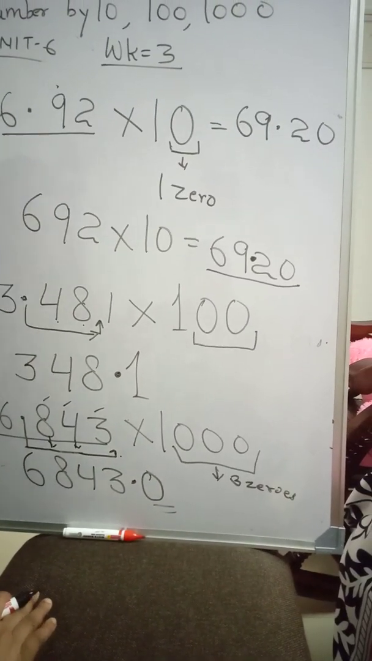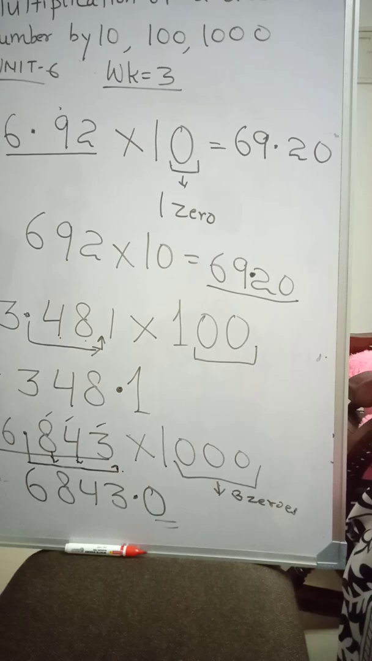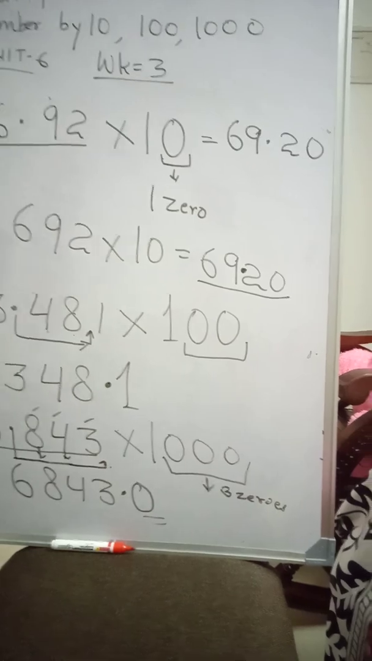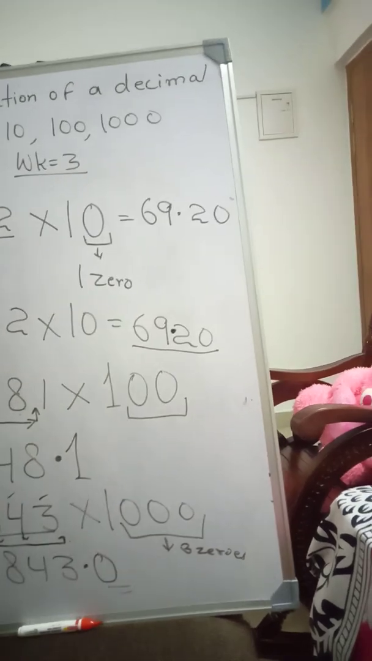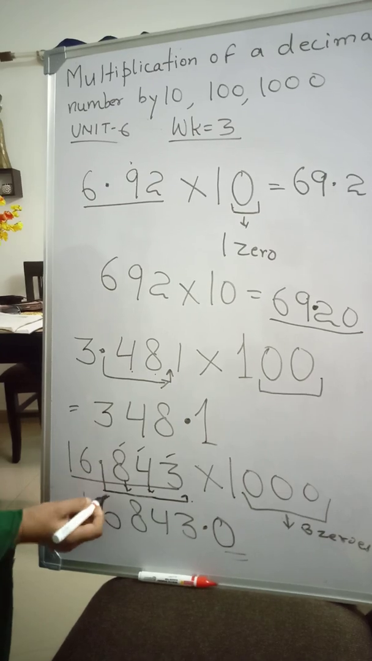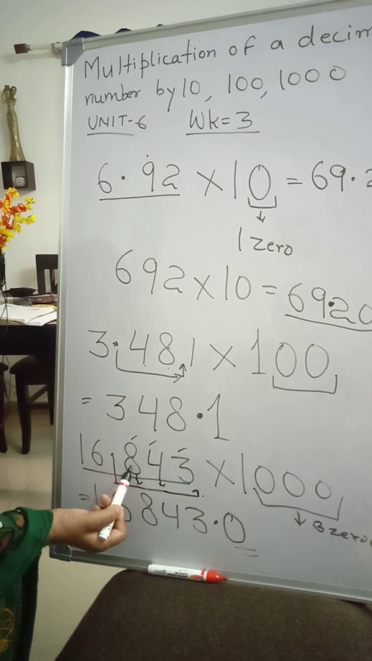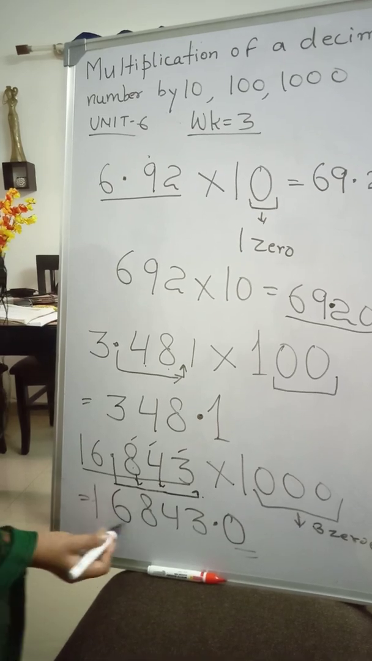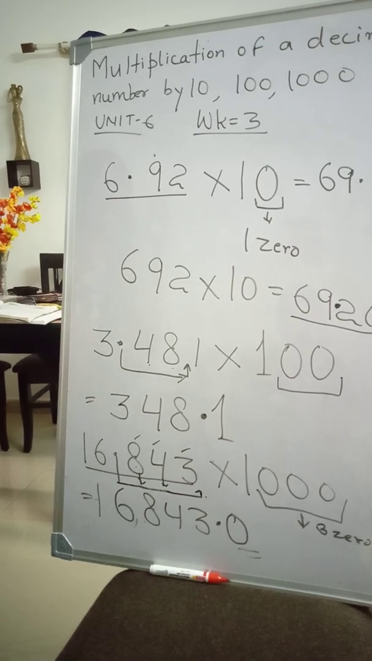Oh, sorry, it is 16.843. So the decimal will shift to the right, and it will shift 3 places. 1, 2, 3. So the answer is 16,843.0. It means 16,843.